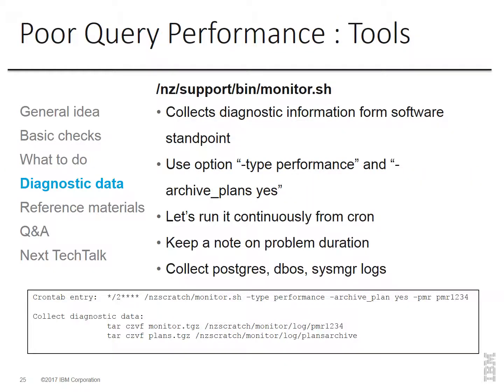Here are a few tools for collecting diagnostic data. You can use the monitor.sh script to collect the required diagnostic information for a performance problem. The monitor script can be used for different other purposes. For performance issues, make sure you use the performance and archive plan arguments when collecting data. Use a cron job to run this script continuously at an interval whenever a performance issue occurs. You can look for the data log along with the plan files for the particular time frame.